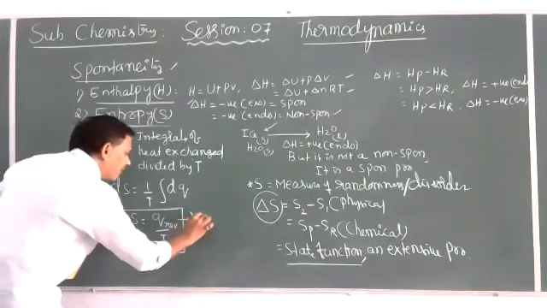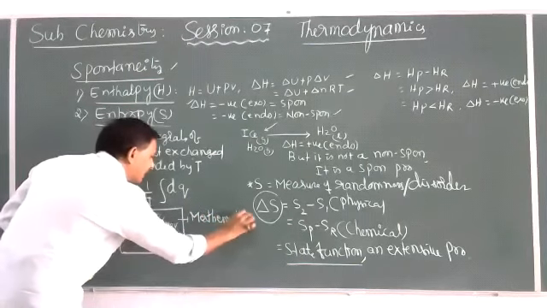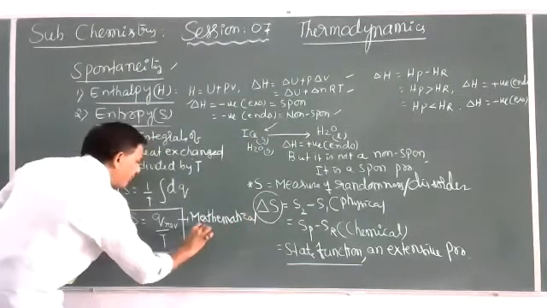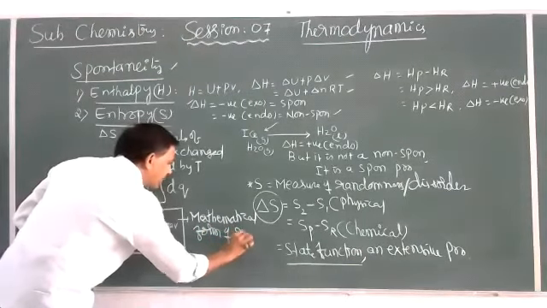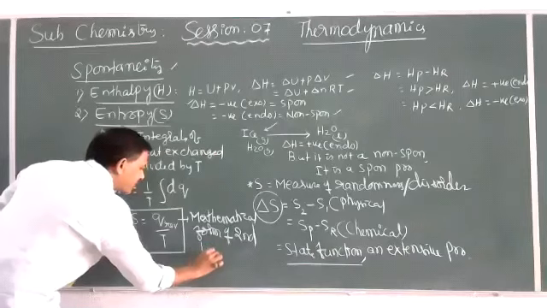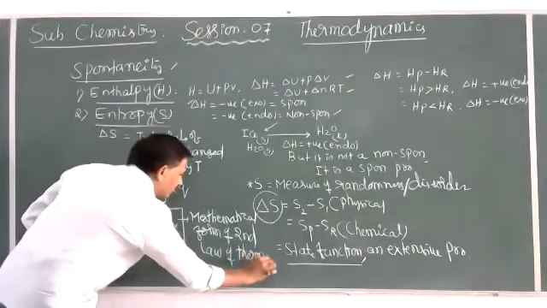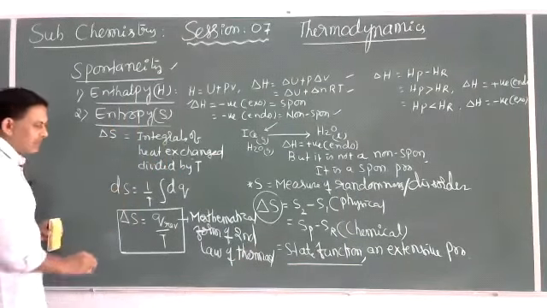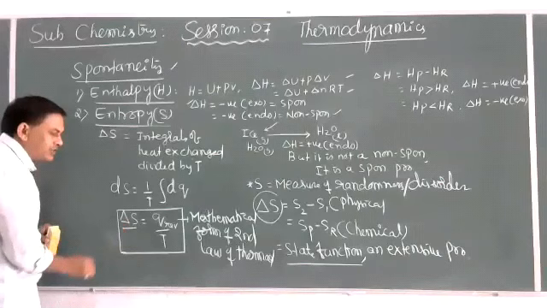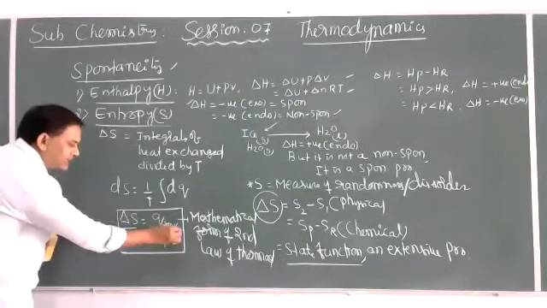This is also called the mathematical form of the second law of thermodynamics. What is the statement of the second law of thermodynamics? I will explain. Now here the change in entropy delta S is equal to Q reversible by temperature T.